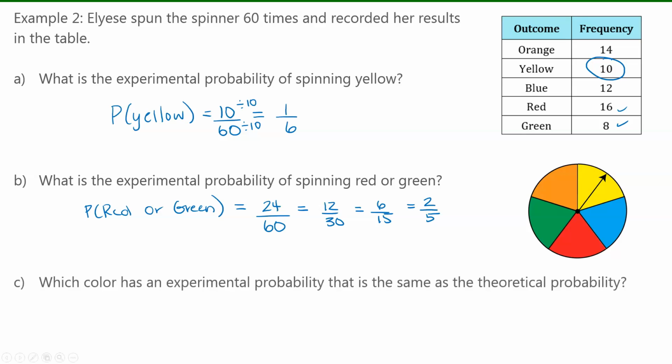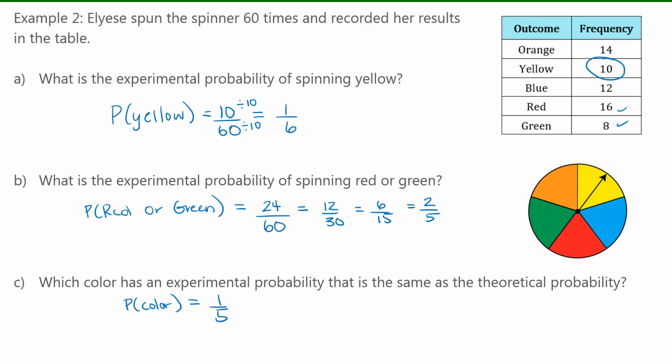Which color has an experimental probability that is the same as the theoretical probability? Well, the theoretical probability of landing on any of those colors would be 1 over 5. So the probability of just landing on one color would be 1 over 5, because each color is there one time out of a total of 5 sections on that spinner. So in looking at this table, I would have to determine which color had an experimental probability that was the same as 1 over 5.